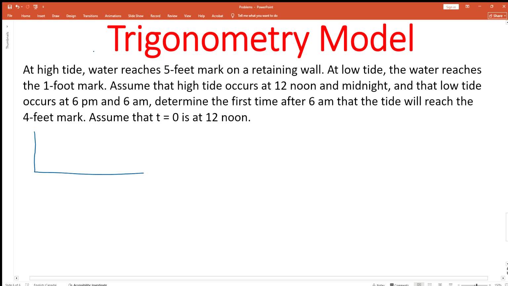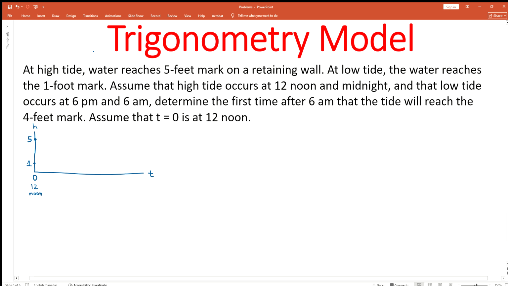Let's assume the variable for the height is h. So h goes on the vertical axis and t for time goes on the horizontal axis. As per the problem, t equals 0 represents 12 noon. The maximum height of the water is 5 feet and the minimum height is 1 foot. The high tide occurs at 12 noon. Therefore, the maximum point on this graph lies on the vertical axis.